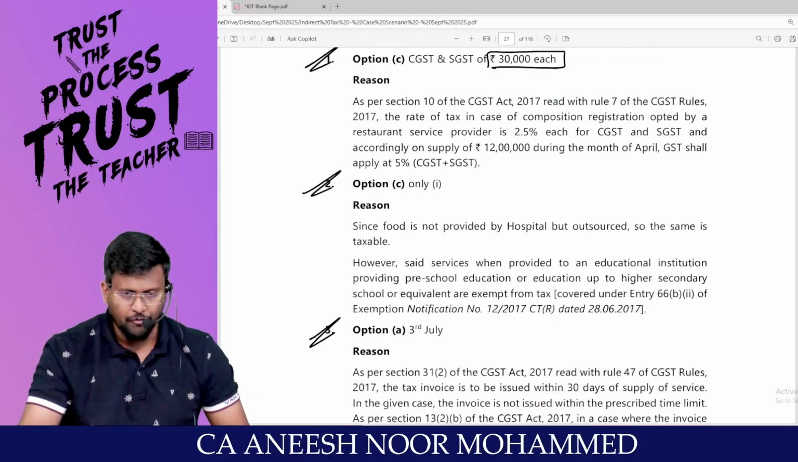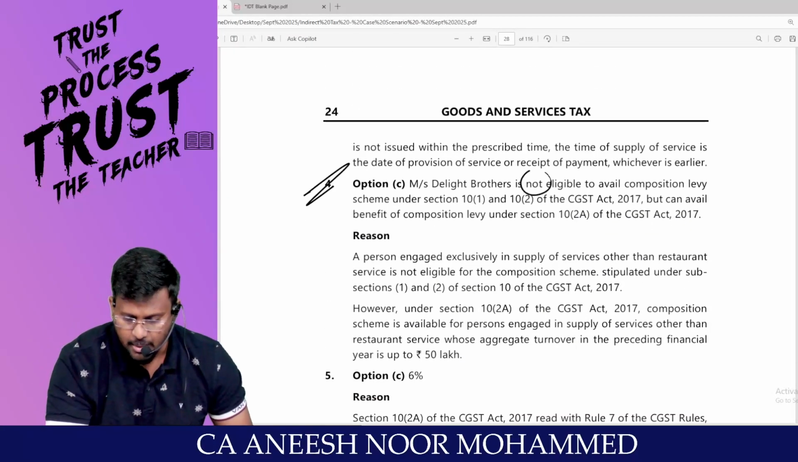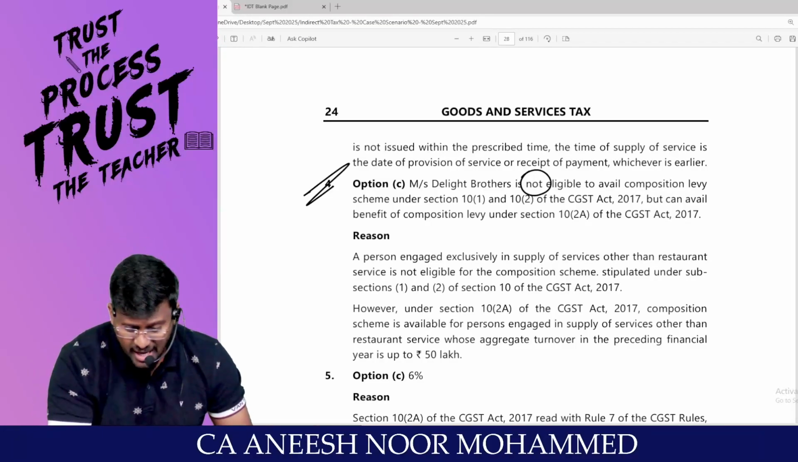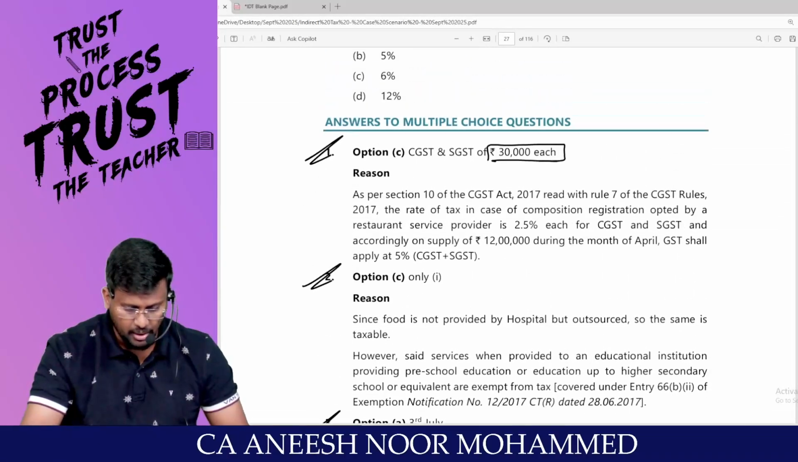So, for the 4th question, C should be the most appropriate answer. Mrs. Delight Brothers is not eligible to avail the composition levy scheme under 10-1 and 10-2 of the CGST Act, but can avail the benefit of the composition scheme under 10-2A of the CGST Act. Are you all really with me?